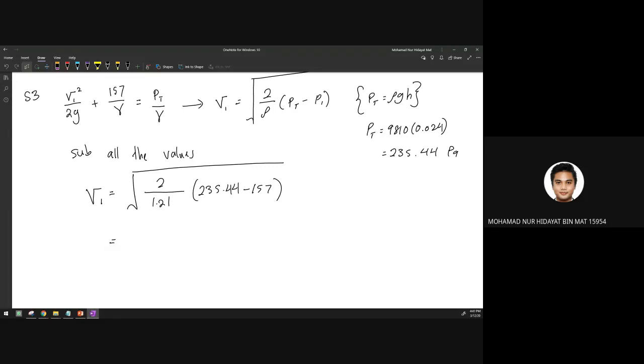Okay, correct. It is the same with the solution manual. Alright, 11 point. Is it the same? Yes, 39 meter per second. So therefore, this is the final answer.